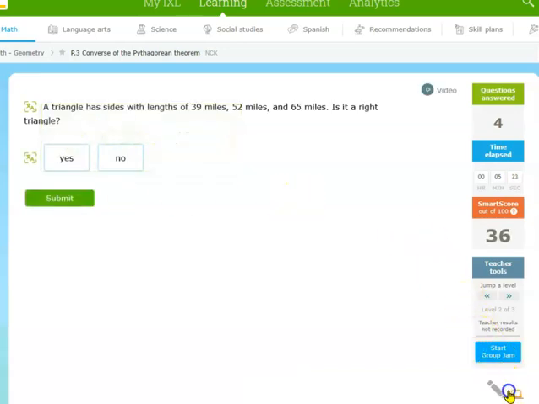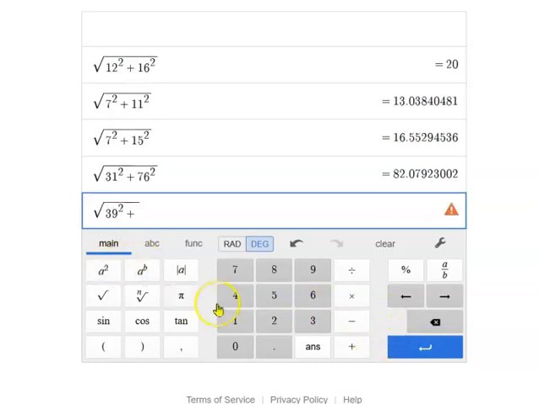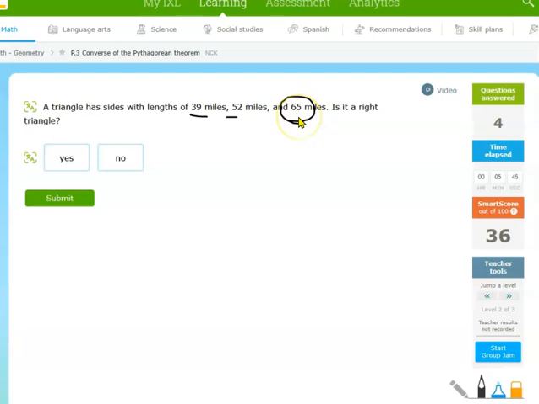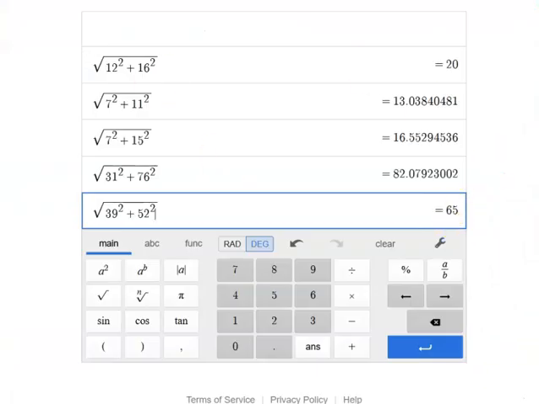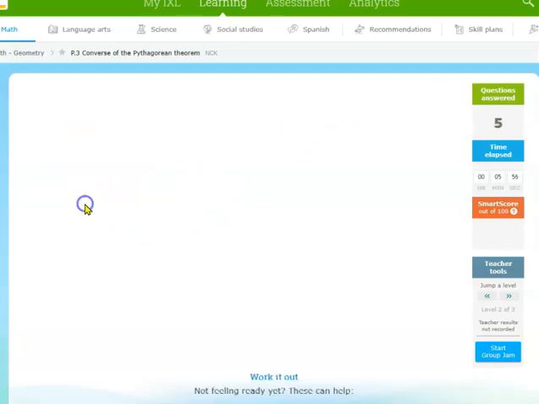Okay, next up, 39 and 52 are our legs. 65 is what we're expecting to get as our answer. So 39 squared plus 52 squared. Ooh, it is equal to 65. Is that what we had? It is. Okay, that's what we were expecting. So the square root of 39 squared plus 52 squared does equal 65. So that means that this would be a right triangle. We are going to say yes.